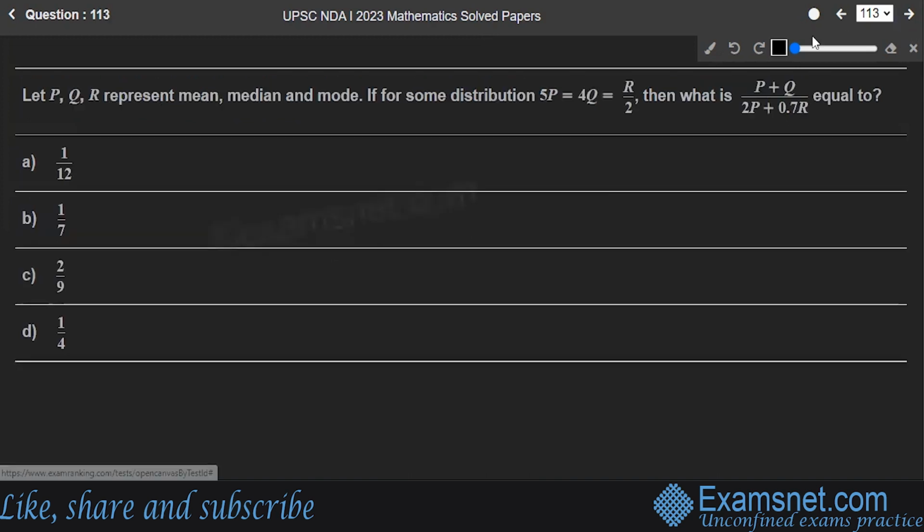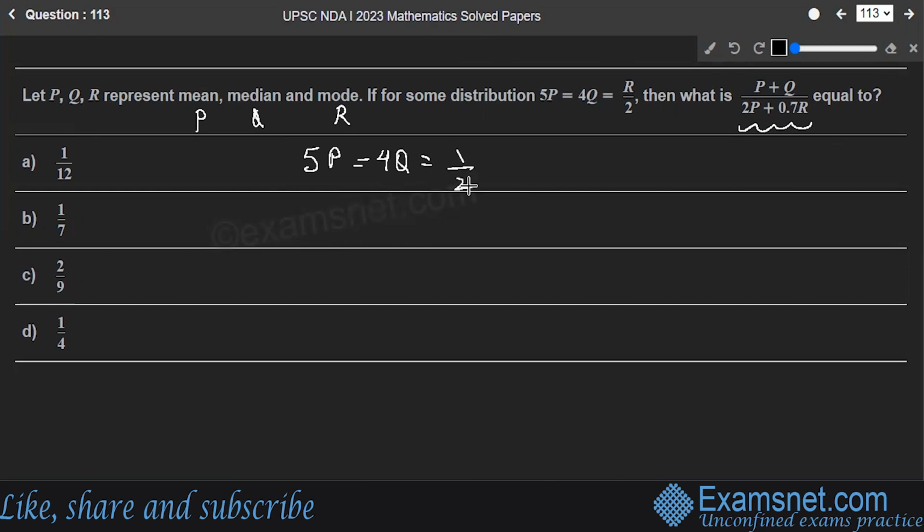Hope you got this. Next, question number 113. If P, Q, R represent the mean, median, and mode for some distribution, and 5P is equal to 4Q is equal to R by 2, then you have to find out the value of this expression. So P is the mean, the median is Q, and the mode is R. And you are given 5P is equal to 4Q is equal to R by 2.